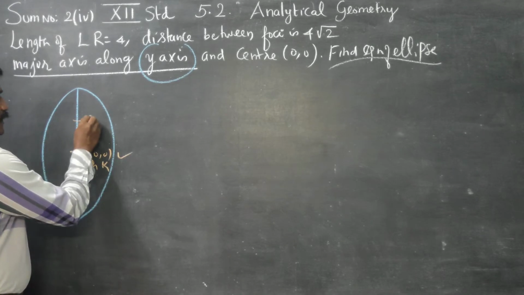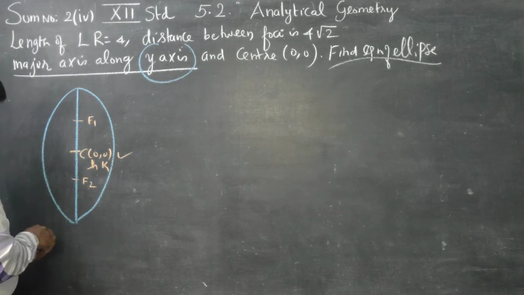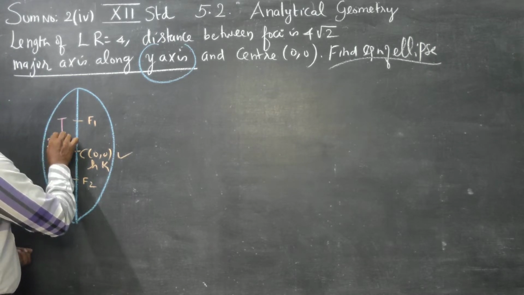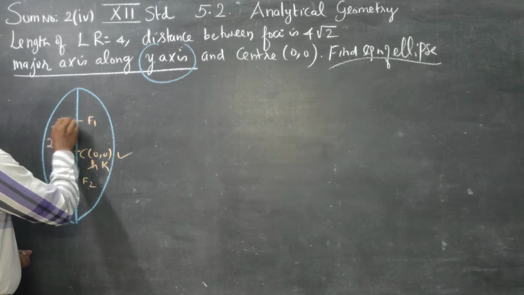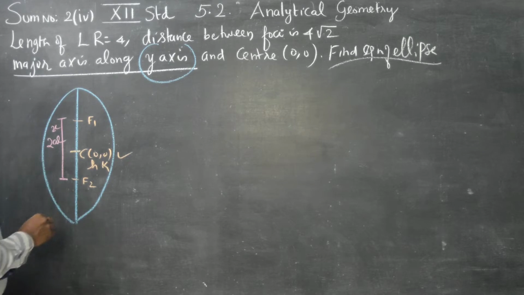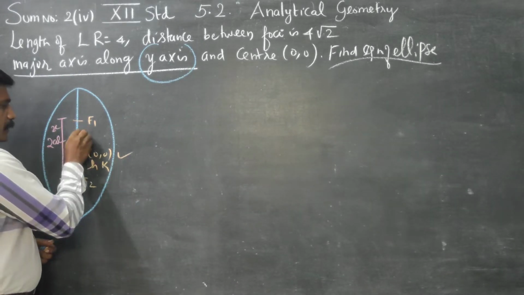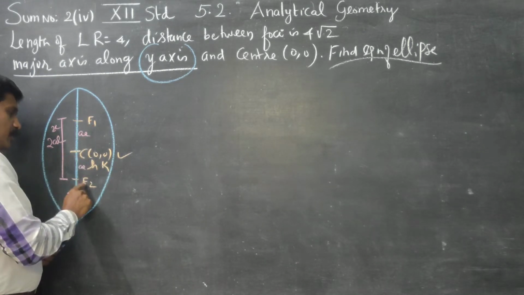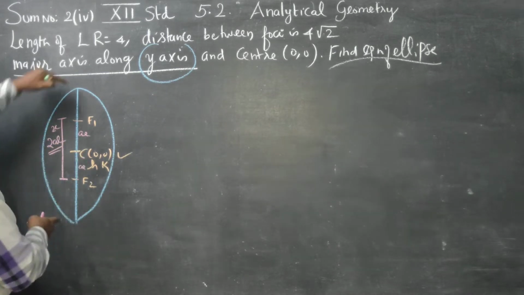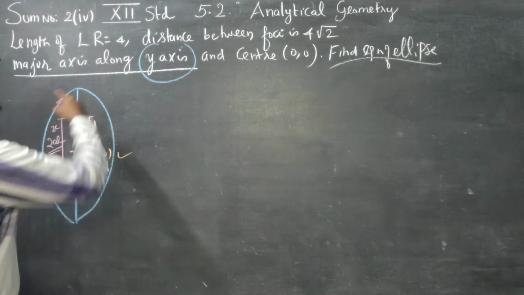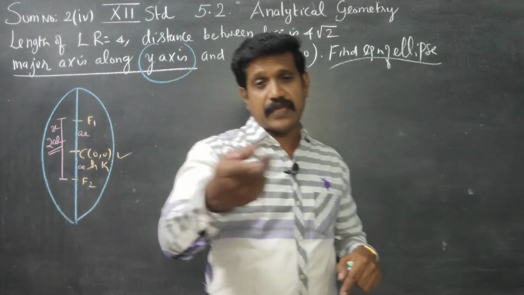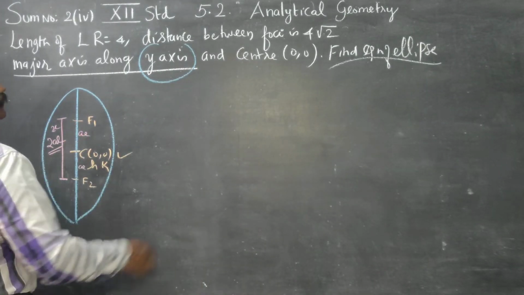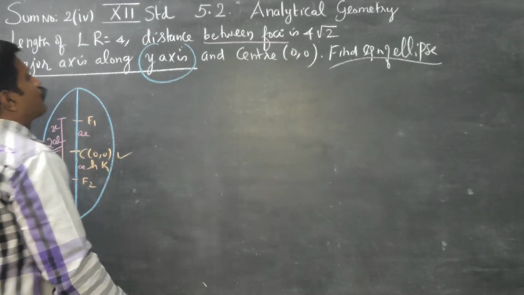Distance between the foci. This is my F1 and this is my F2. The distance between the two foci is 2AE, or 2C. They say 2C or 2AE, because from the center to each focus is AE, one AE on each side. In total, the distance between F1 and F2 is 2AE. Between the vertices, V1 and V2, it is 2A. But between the foci F1 and F2 it is 2AE. It is given that the distance between the foci is 4√2.